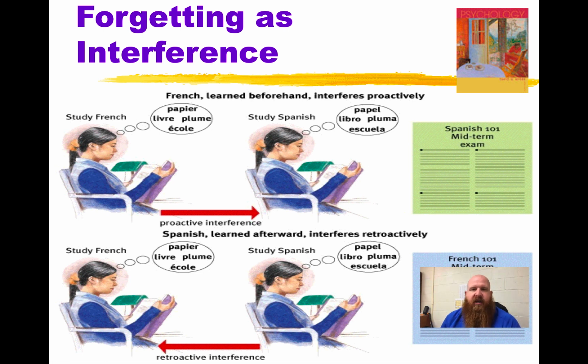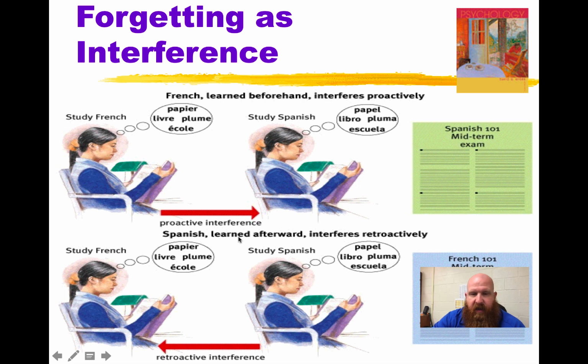Again, here's an example of that. And again, this was me. French learned beforehand interferes proactively. I studied French and then studied Spanish. I had a hard time with that.